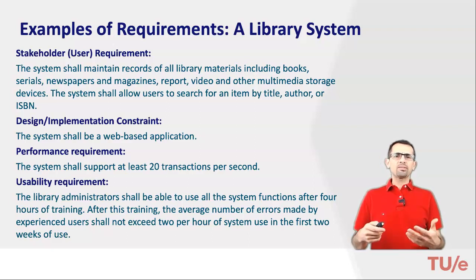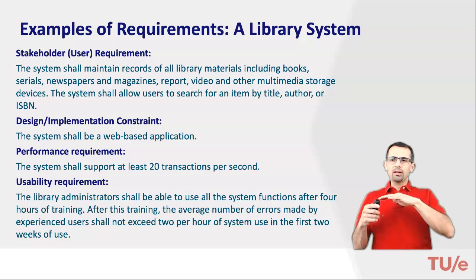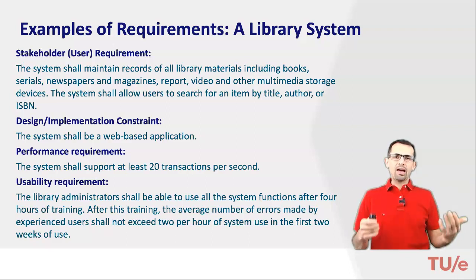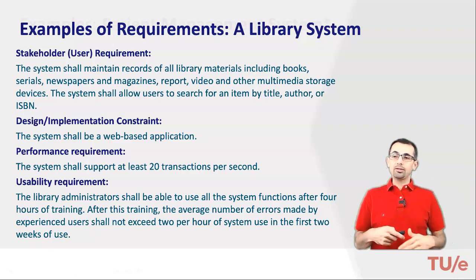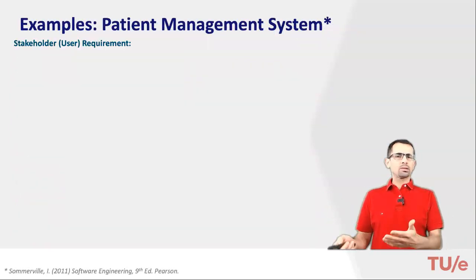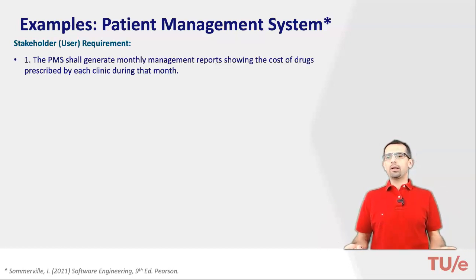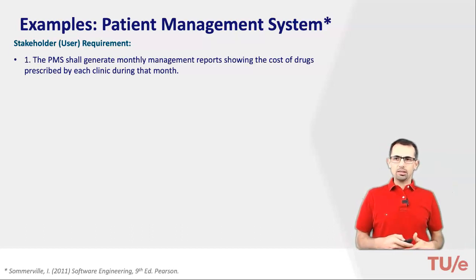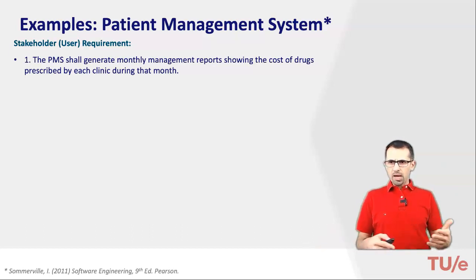These are types that are more or less at the same level of granularity, but requirements don't always have to be at the same level of granularity. Check this one out. Patient management system. We may come up with a stakeholder or user requirement and say a patient management system, or hospital information system if you like, shall generate monthly management reports showing the cost of drugs prescribed by each clinic during that month.